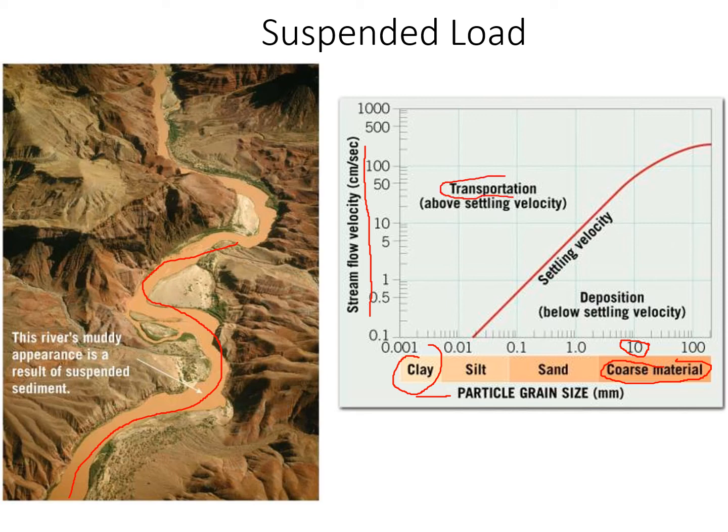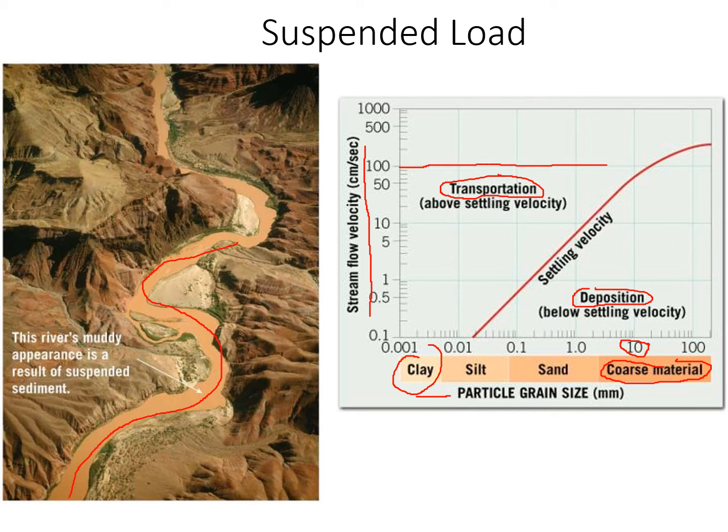That means it's floating around in the water. If any size particle is below the settling velocity, that means deposition will occur. So let's take an example. Say we have water moving at 100 centimeters per second. That's 1 meter per second.